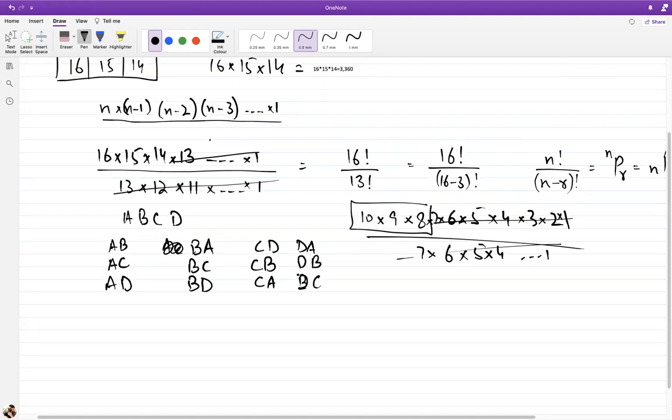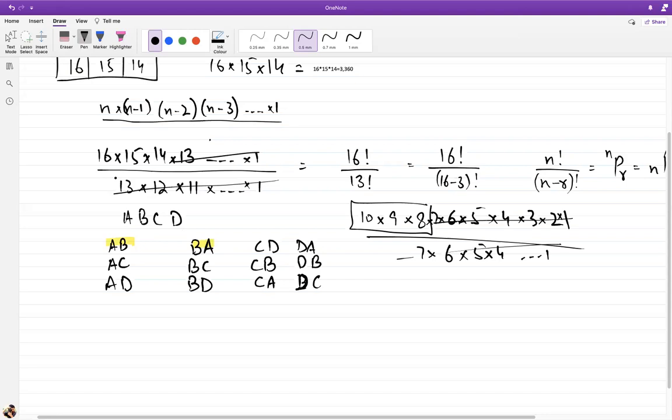Now, if the order mattered, then AB will be very different from BA, right? But if order did not matter, then they're basically the same. So they're just one. We'll count it as one. Similarly, AC and CA are one. So let me just cancel out the doubles. If the order stops to matter, then we are going to cancel out the doubles. Right now, how many options do we have? We have 12 options, right?